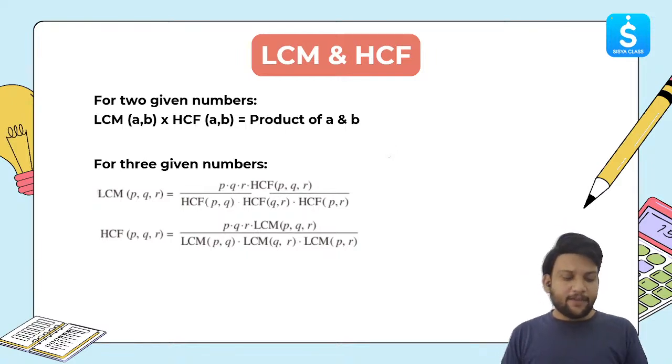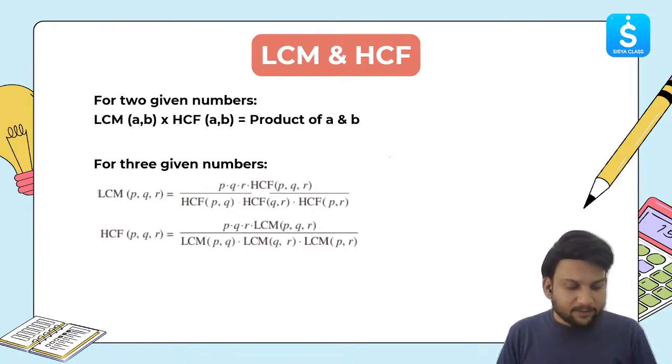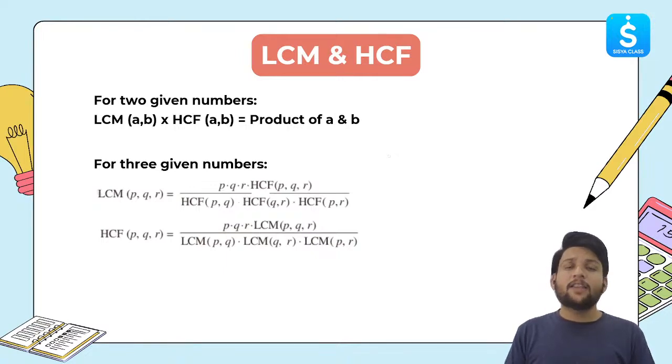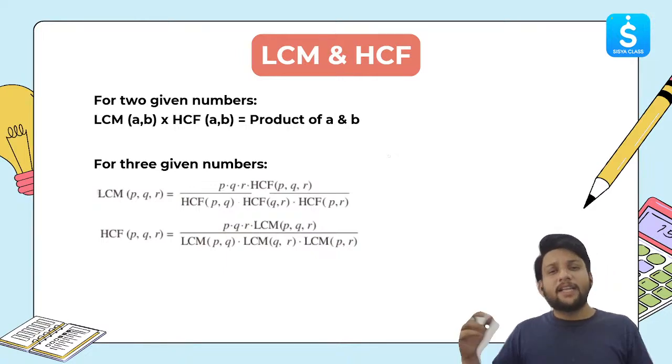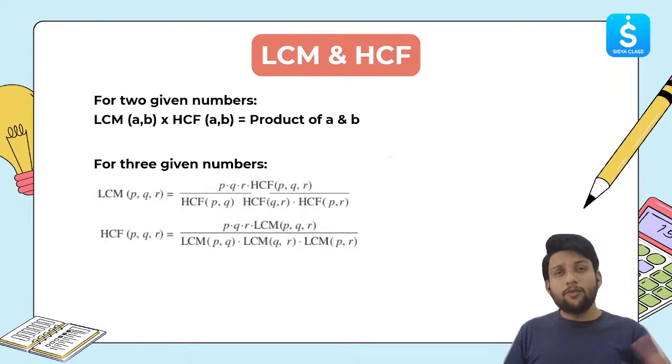And the second is, if we have HCF of P, Q, R, then we can write it as the product of P, Q, R times LCM of P, Q, R divided by the LCM of two numbers taken at a time. That is LCM of P and Q, LCM of Q and R, and of course LCM of P and R.